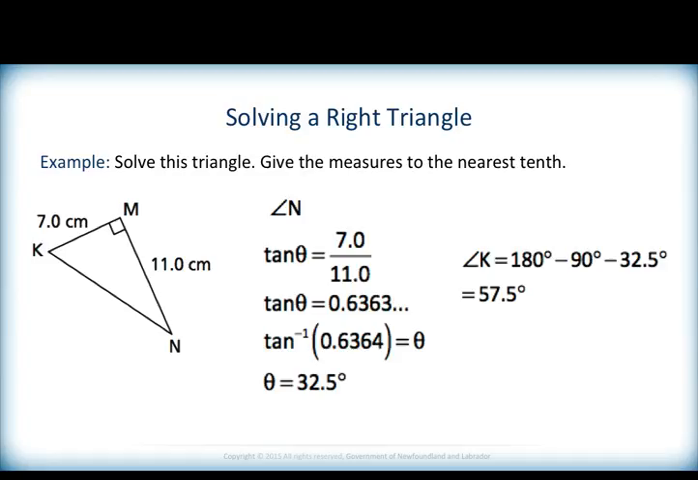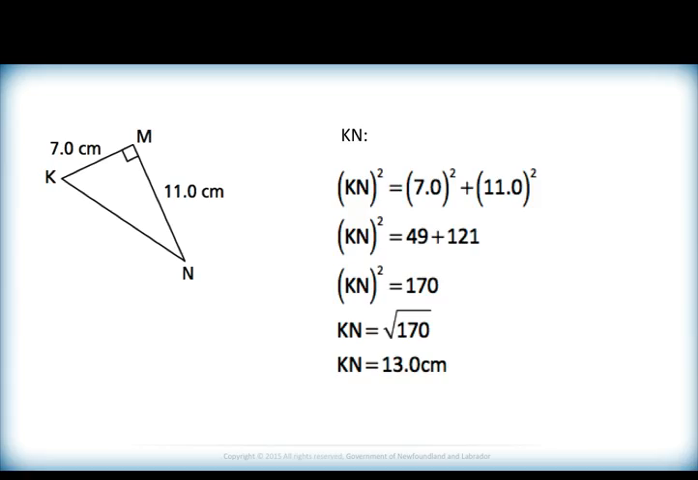Now that we have all the angles found, we can continue on to find the side lengths. So we have two side lengths given already. Now we have to determine a strategy we could use to find K to N. One that you may quickly realize is the Pythagorean theorem, where we just have to find the hypotenuse, or you could use one of your trigonometric ratios. You could use angle N, where you would have to find the hypotenuse using the sine or the cosine ratio, or you could use angle K. But the easiest thing here to do would be use the Pythagorean theorem.